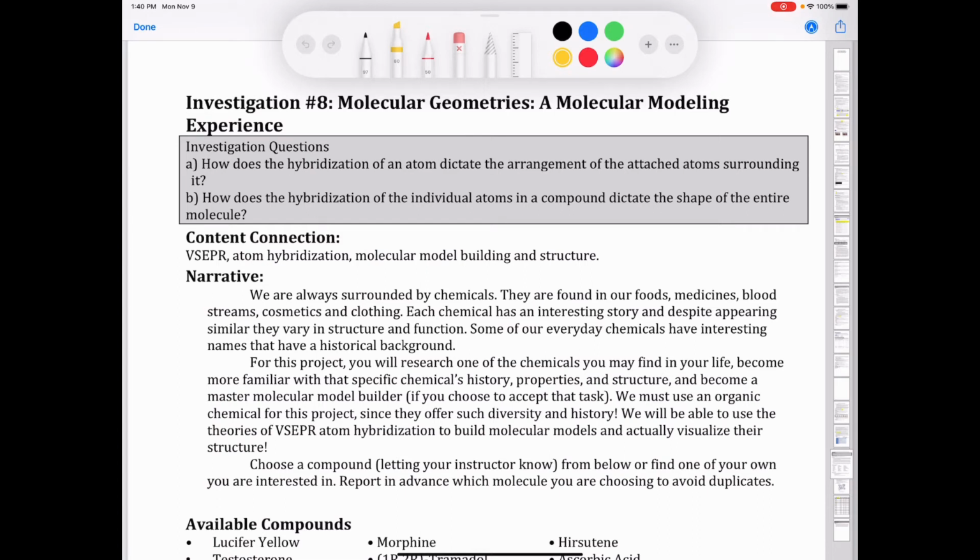Okay, Chemistry 111, this video is going to go over what you need to complete for lab number 8, or investigation number 8, which is molecular modeling. It's called Molecular Geometries, a Molecular Modeling Experiment. This experiment largely focuses on valence shell electron pair repulsion theory and hybridization.